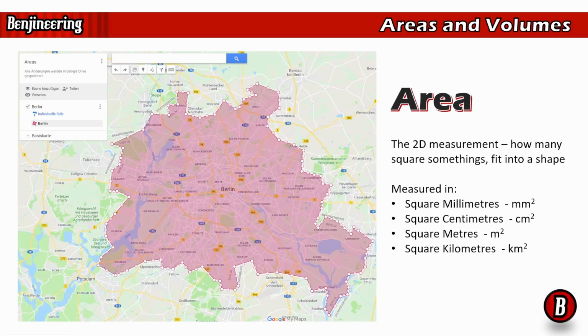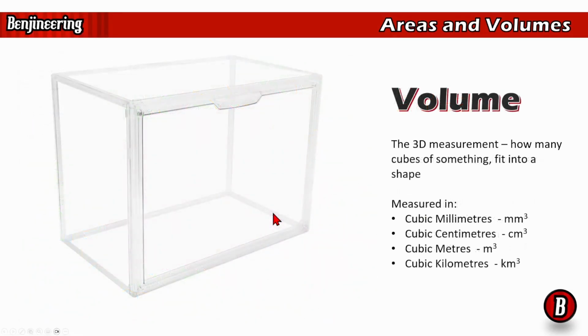So what we can then do is take the area of something, and then we can turn it into a volume, which is what we'll be doing in this video. So a volume is the three-dimensional measurement. So how many cubes of something can fit into a box like this? So if you look at the units down here, what we've got is cubic millimeters or millimeters cubed, cubic centimeters or centimeters cubed, cubic meters and cubic kilometers.